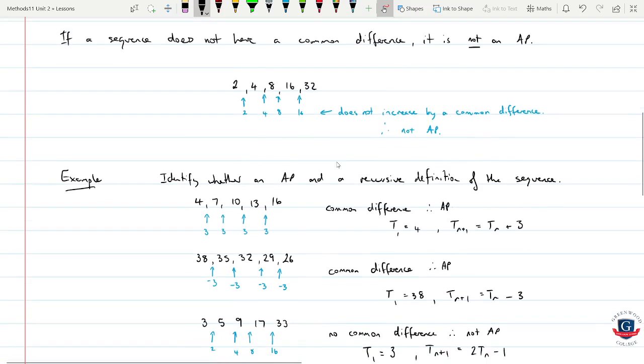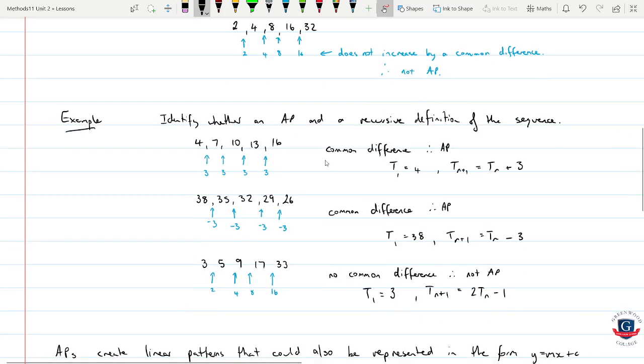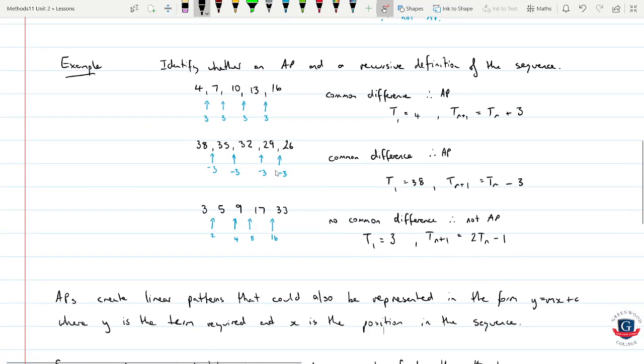So let's do some examples. Are these APs, and what is their recursive definition? It has a common difference. It is 3. It's really easy to do the AP. The first term is 4. There it is there. The next term is equal to the previous term plus 3. Or the next term is equal to the current term plus 3. However you're thinking about it, it doesn't really matter as long as it's clear in your head.